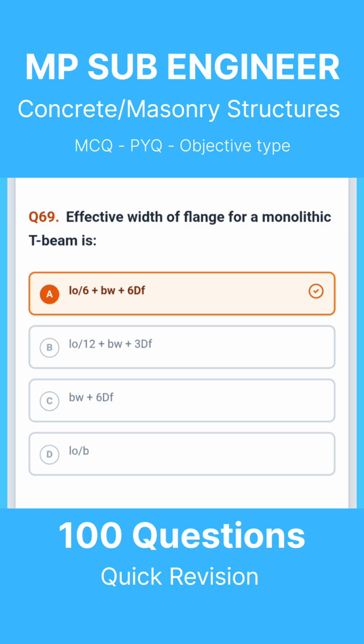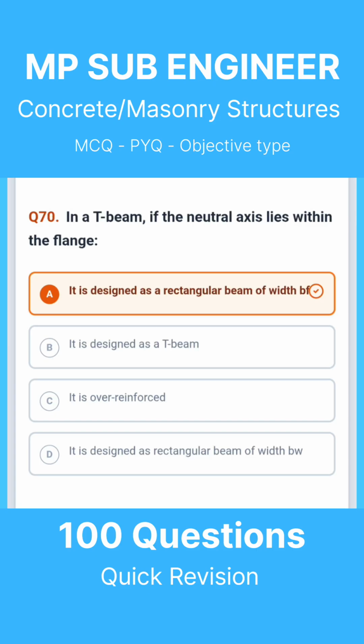Question 69. Effective width of flange for a monolithic T-beam is. The correct answer is L0 divided by 6 plus BW plus 6 DF. Question 70. In a T-beam, if the neutral axis lies within the flange. The correct answer is it is designed as a rectangular beam of width BF.